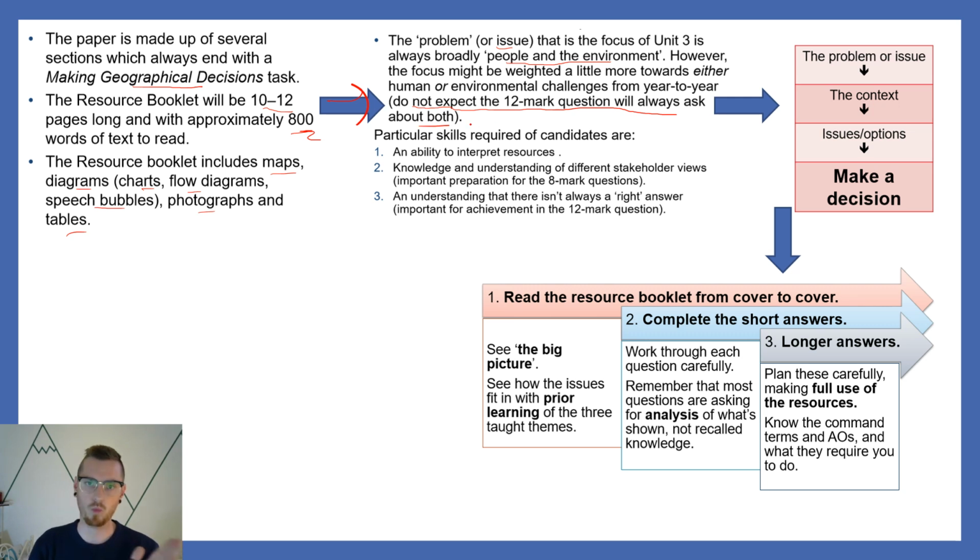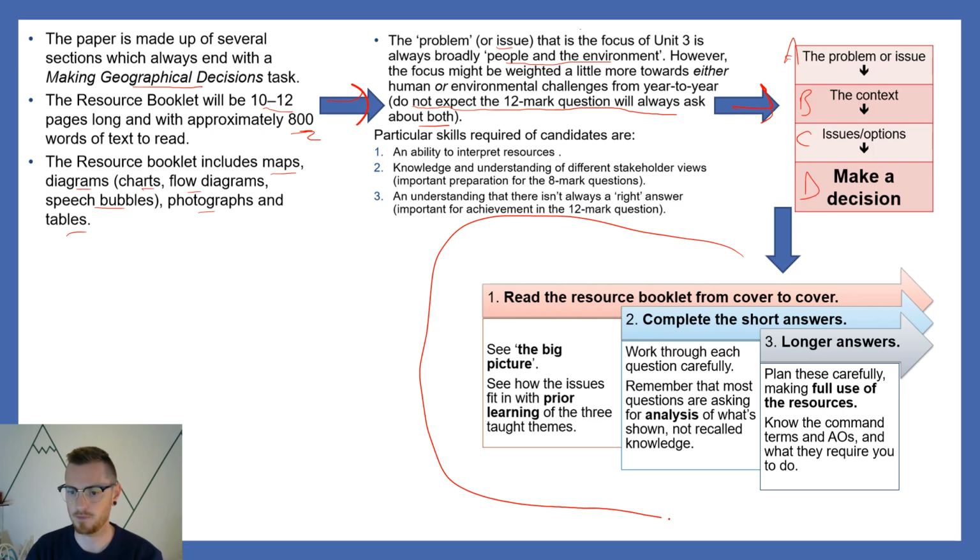So it could lean one way or the other, more about people or more about the environment. Over here then, if we follow the flow diagram across, our 4 sections are basically looking at the problem or the issue in section B, contextualizing it, kind of expanding on that in terms of more specific options and issues, and then ultimately you're going to make a decision. We can summarize that down here in these 3 arrows.